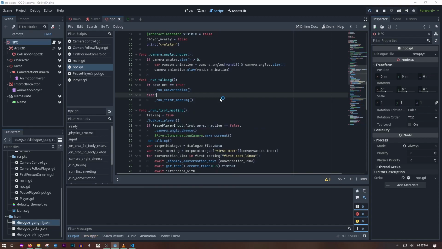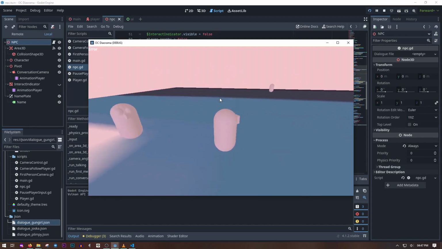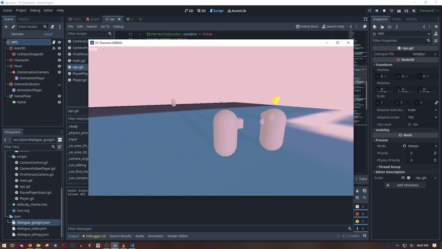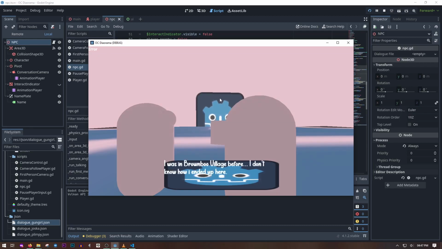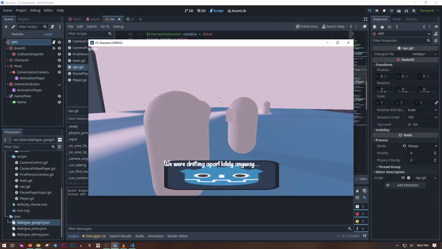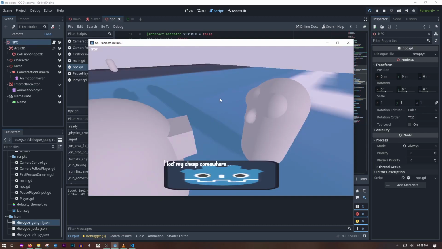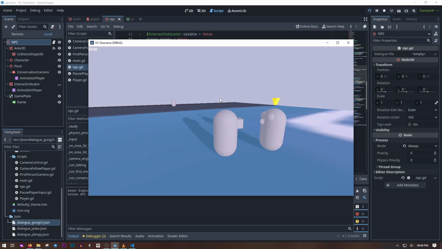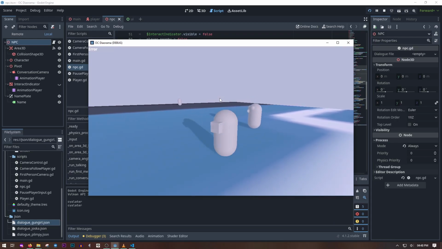So if we look at the thing here, let's go back to Joska. He says, hello. That's his first meeting line. My name's Joska. I was in Brown Blue Village before. I don't know how I ended up here. Do you know where this is? That's his second first meeting line. And after this, he will have 1, 2. So he has 2 conversation things to say, and he cycles through them. This is the second one again. The first one again. So he doesn't do the first meeting anymore. And there we have it.